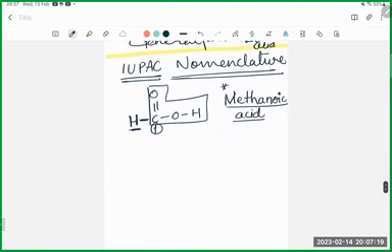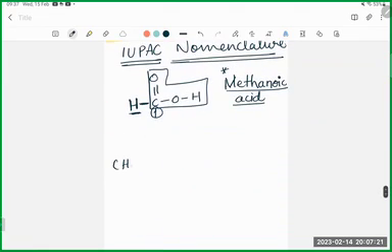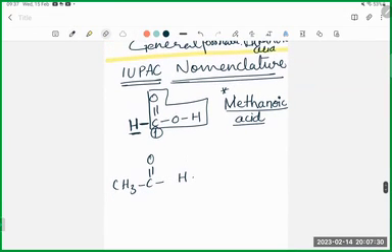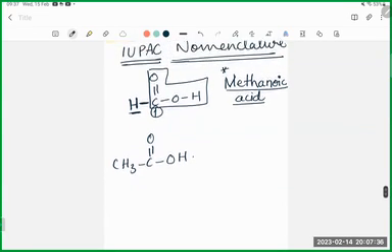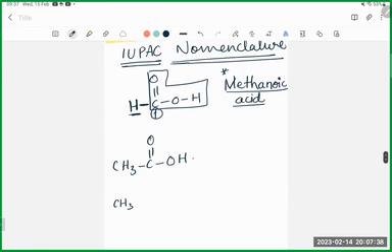Correct, Hridaya? Yes, ma'am. Will you try this compound by yourself? Write the name of this compound. I'm giving some more compounds. Try by yourself. If you find any difficulty, ask me. No worry. Okay?